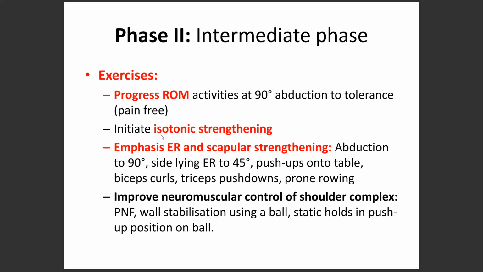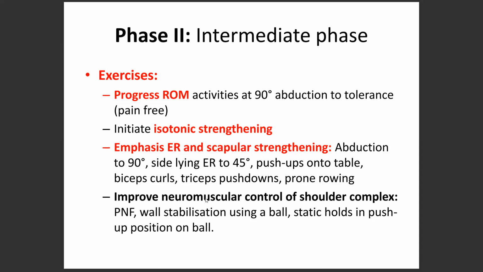Isometric strengthening was initiated in phase 1. Now, isotonic strengthening exercise should be started. The emphasis should be on the external rotation and the scapular strengthening, because the external rotation was limited in the initial phase 1, and now the strengthening exercise of the scapular muscles should be started as well. So abduction to 90 degrees, side lying external rotation to 45 degrees, push up onto table, bicep curls, tricep push down, and prone rowing. These exercises should be included.